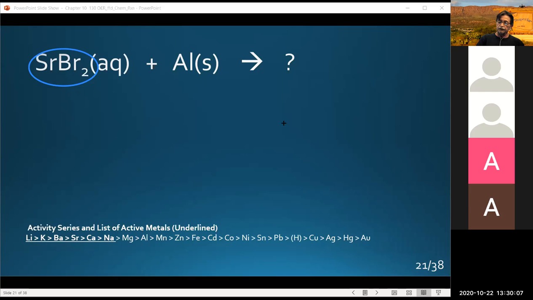And now we have to determine, would this reaction proceed? So we use the activity series. We find aluminum down here in the activity series, which I've circled in blue. And we've got to find strontium. And where is it? Do we have it? Who's more reactive?